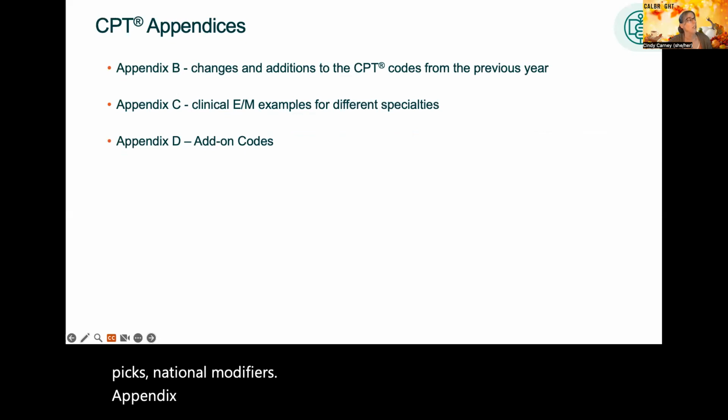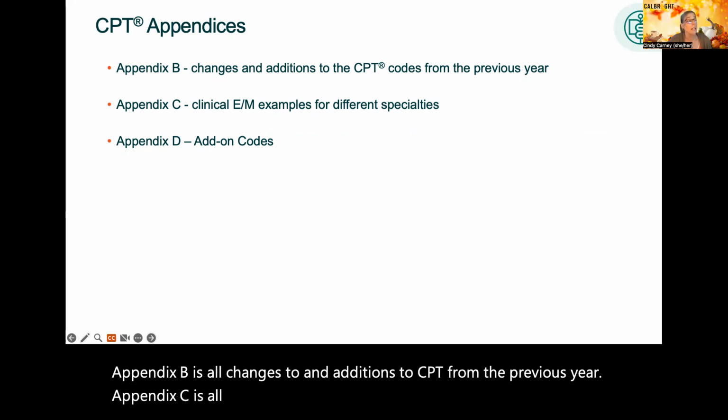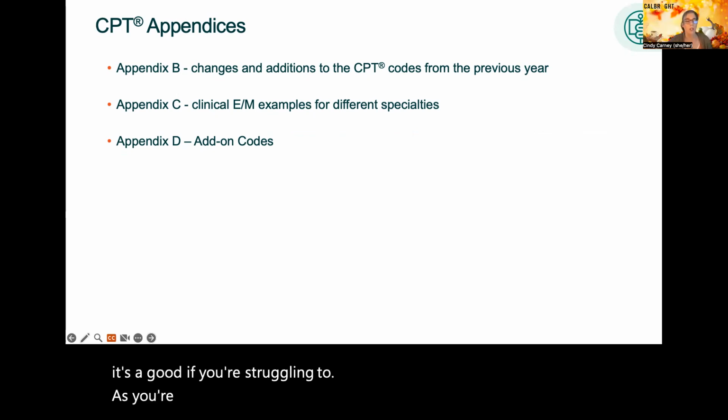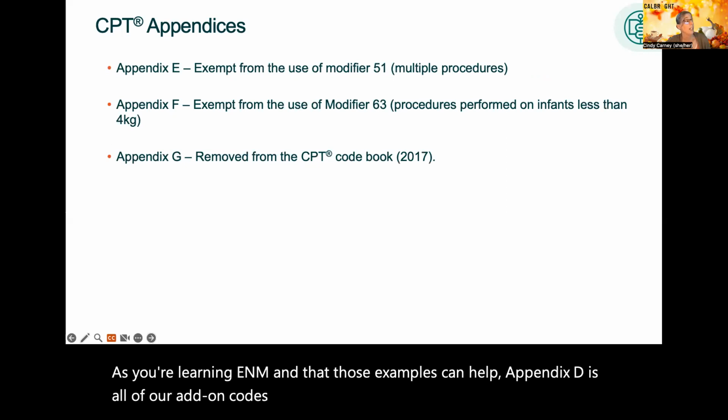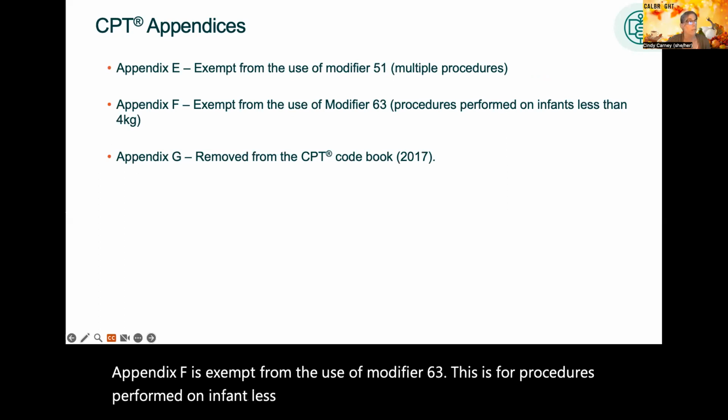Appendix B, so all changes to and additions to CPT from the previous year. Appendix C is all clinical E&M examples for different specialties. So it's good if you're struggling as you're learning E&M, and those examples can help. Appendix D is all of our add-on codes. E are those that are exempt from modifier 51 use. Appendix F is exempt from the use of modifier 63. This is for procedures performed on infants less than 4 kilograms.